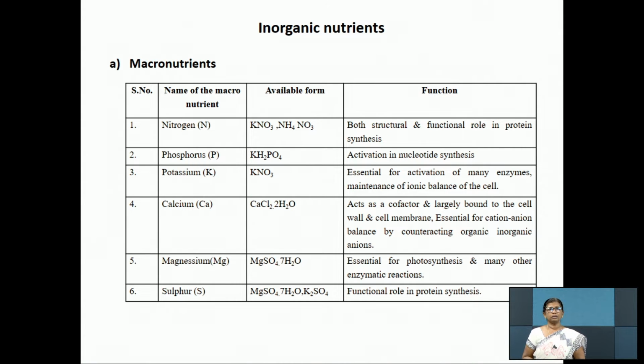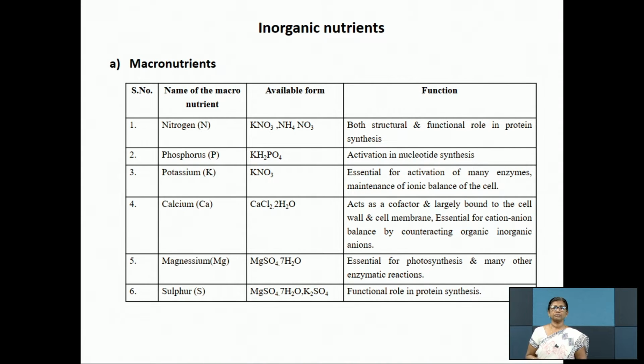And in the case of inorganic nutrients, first of all, we will see the macronutrients. In the macronutrients, 6 elements are very important. That is nitrogen, phosphorus, potassium, calcium, magnesium and sulfur. Nitrogen is added in an available form as potassium nitrate or ammonium nitrate. This plays a very important role in protein synthesis.